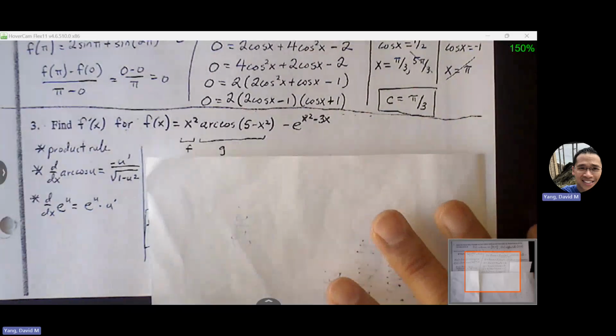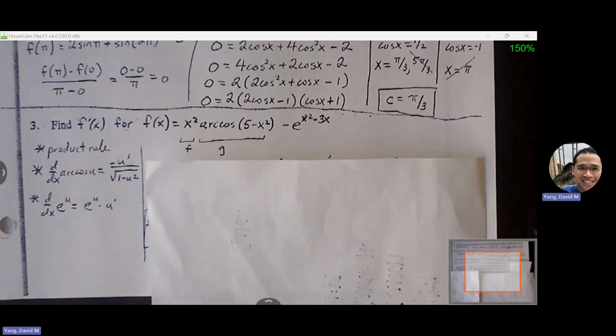Okay, so as a reminder, arc cosine is similar to arc sine. It's the u prime over root 1 minus u squared, but just with a negative in front. Okay, so see if you can step through your rules there and then apply product rule as well. And then once you find your derivative, you don't have to clean up. You can leave your derivative unsimplified.